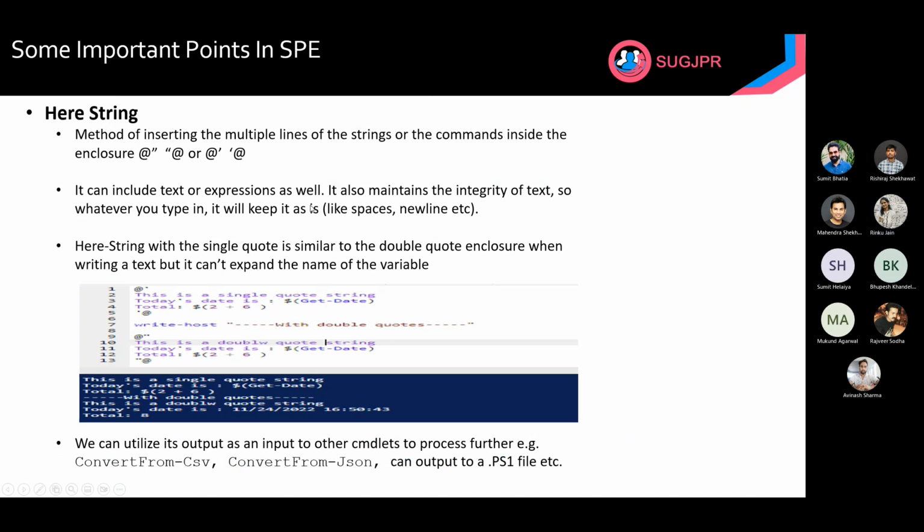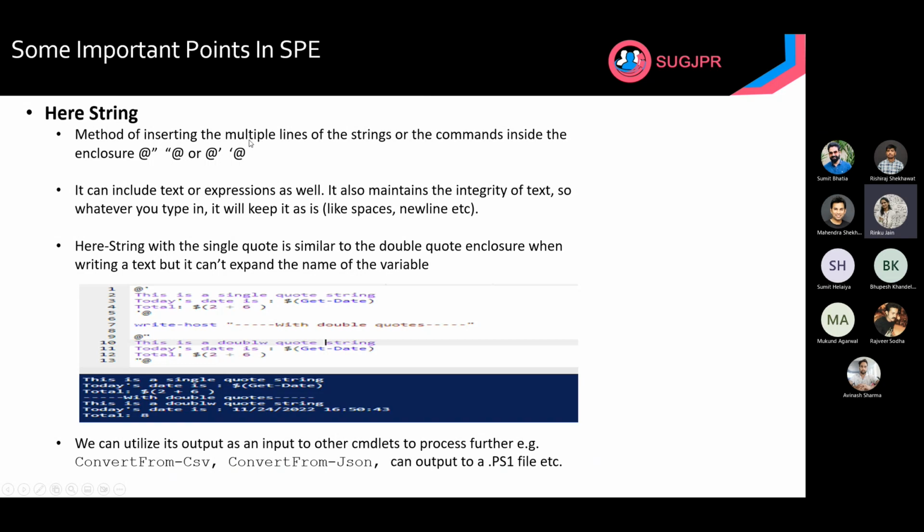Okay. The next part is here string. So this has existed in PowerShell for a long time, but sometimes we know the latest thing but we don't know the basic thing. So I thought to include this as well because it's really a very good thing to know about. So what is here string?